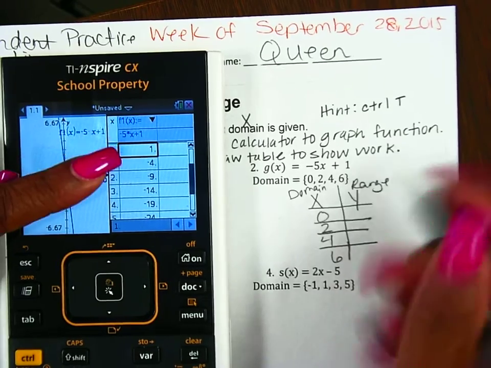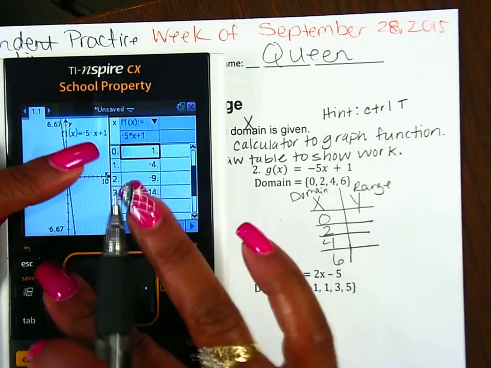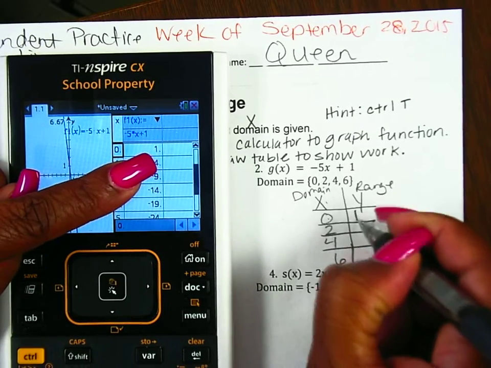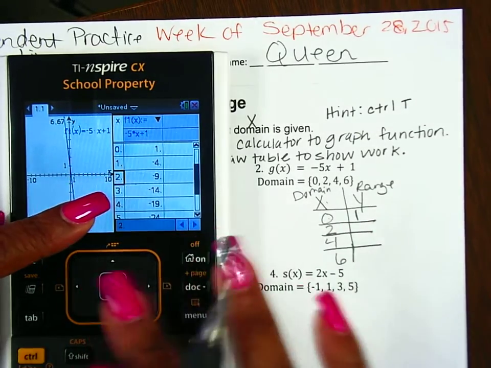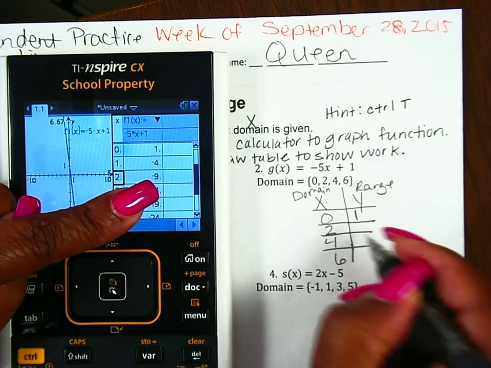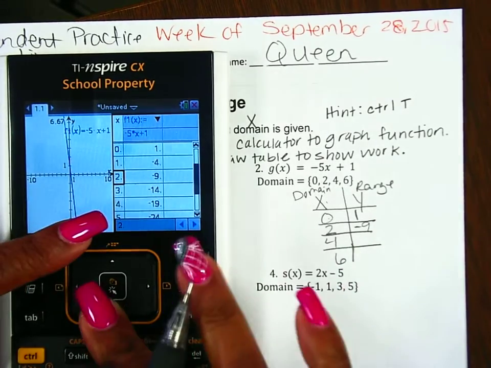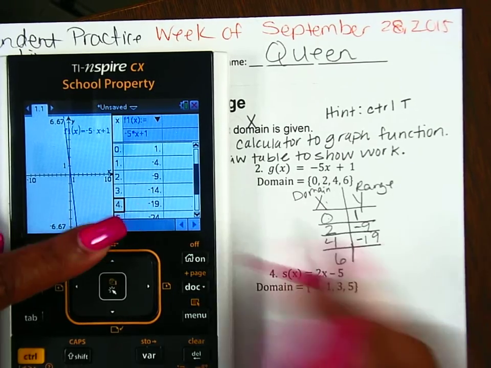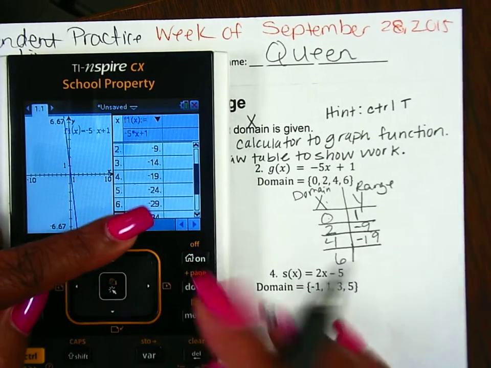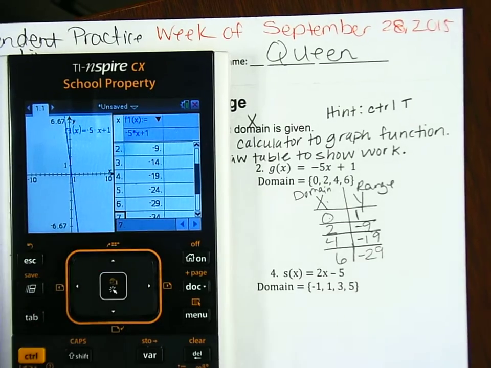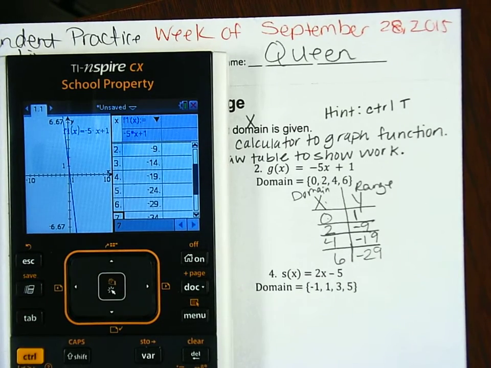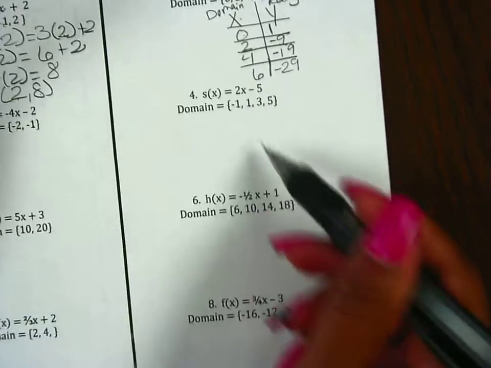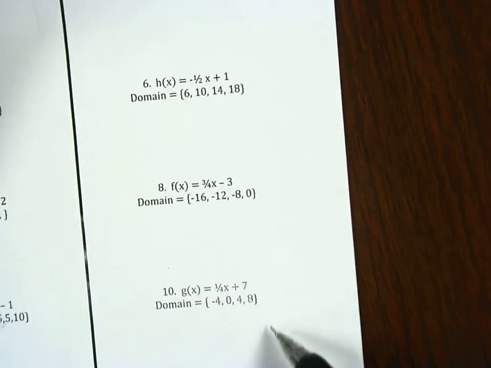Then I know that my domain is my X, so I'm going to go to 0. When X is 0, then Y is 1. When X is 2, then Y is negative 9. When X is 4, then Y is negative 19. When X is 6, then Y is negative 29. Bam, I'm done. That's all you're doing for that. So you would do the rest of these problems the same way. Do that same step.